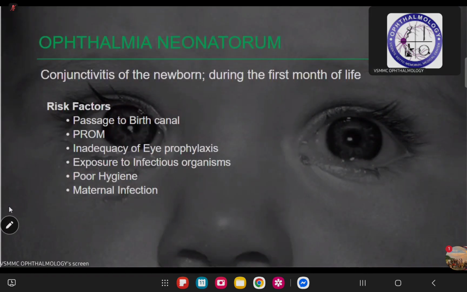So we'll start with ophthalmia neonatorum. It is the conjunctivitis of the newborn during the first month of life. Remember, it's the first month of life. So anything that could cause conjunctivitis in the first month is considered ophthalmia neonatorum. Risk factors: passage through the birth canal, premature rupture of membranes, inadequacy of eye prophylaxis, exposure to infectious organisms, poor hygiene, and maternal infection.